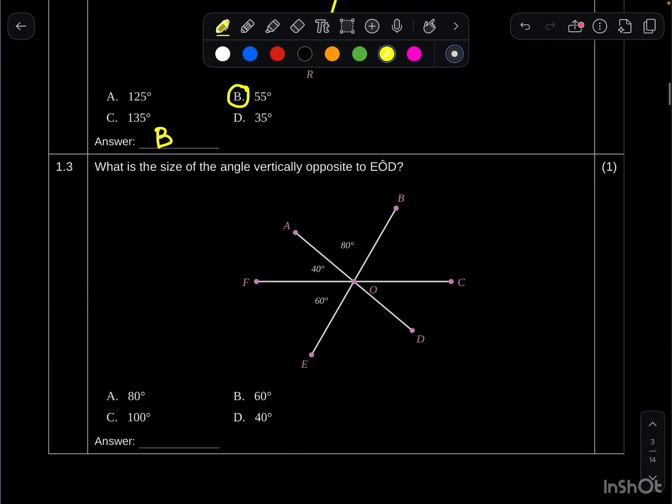1.3. What is the size of the angle vertically opposite to angle EOD? So that is this one, EOD. What is vertically opposite to that is this one, 80. And so it's going to be answer A.